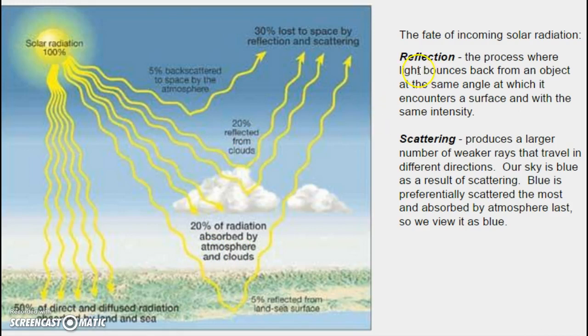So we're looking at a couple different terms. We're talking about reflection. That's the process where light bounces back from an object at the same angle at which it encounters a surface with the same intensity. Something that's reflecting off, we think of a mirror. But a lot of materials have a different way in which they reflect light off them. And then there's scattering. This is what produces a larger number of weaker rays that travel in different directions. Our sky is blue as a result of scattering. Blue is preferentially scattered the most and absorbed by the atmosphere last. So we view it as blue.